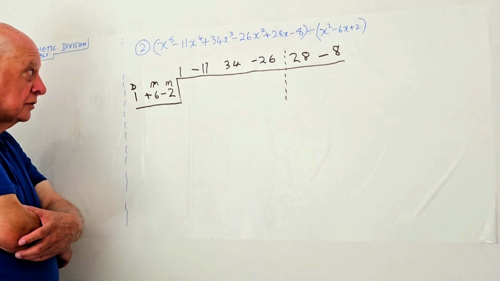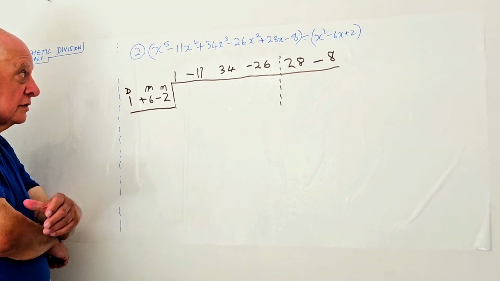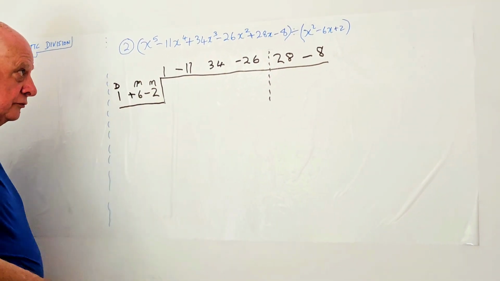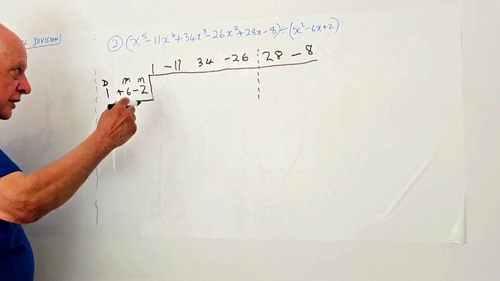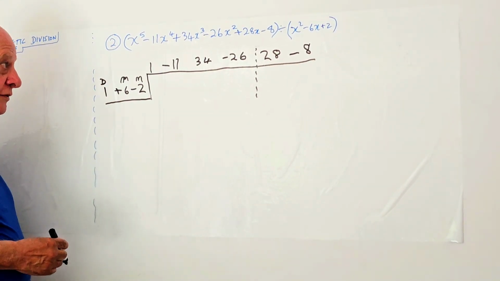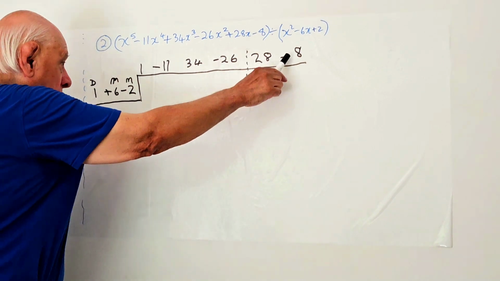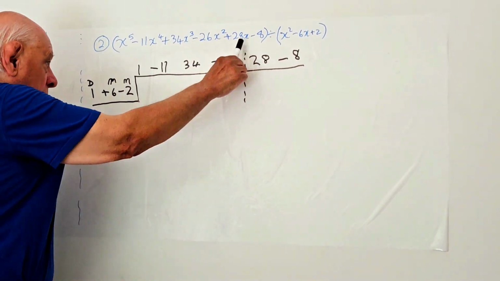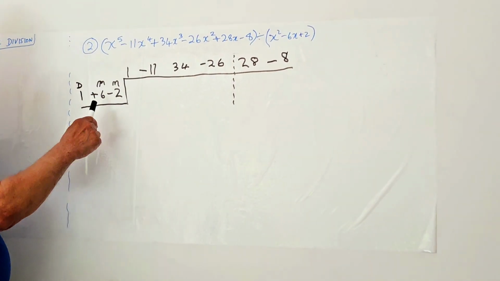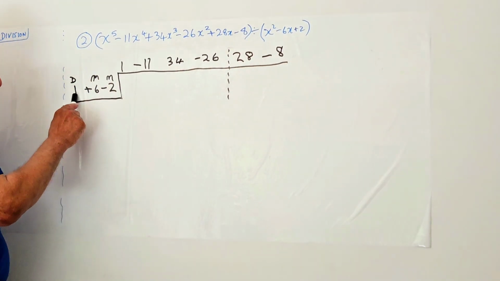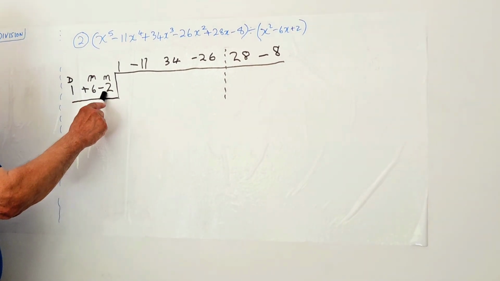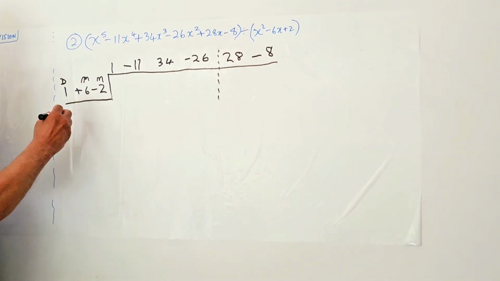Just one more example on synthetic division. This is a fairly long one. So I've taken the trouble of writing all this down just to save a little bit of time. I've written down the various coefficients for the dividend, and for the divisor 1 plus 6 and minus 2. And we'll start off from there.